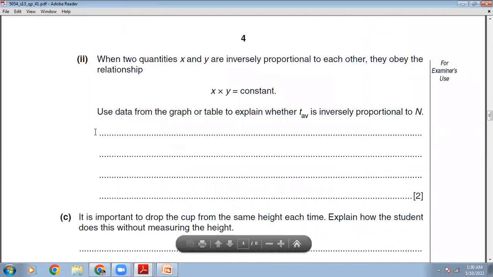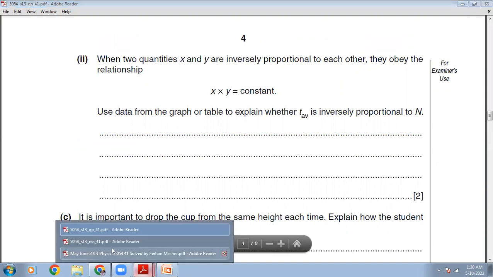Now, it says when two quantities x and y are inversely proportional to each other, they obey the relationship that their product remains constant. You multiply them, they remain constant. Use data from the graph or table to explain whether T average is inversely proportional to n.